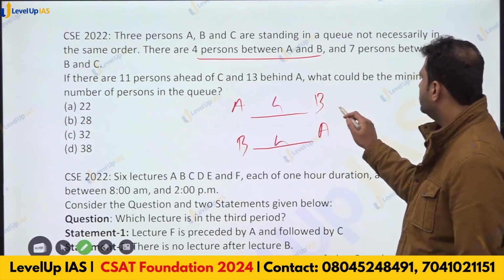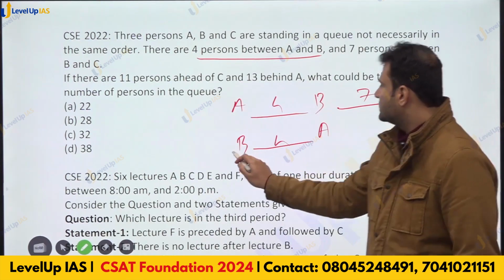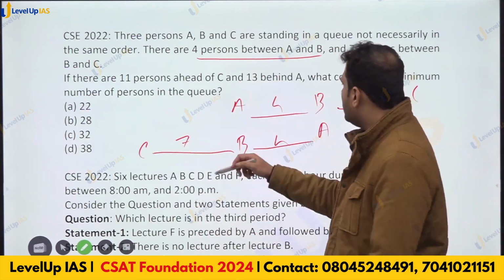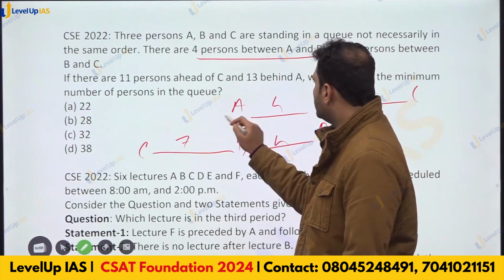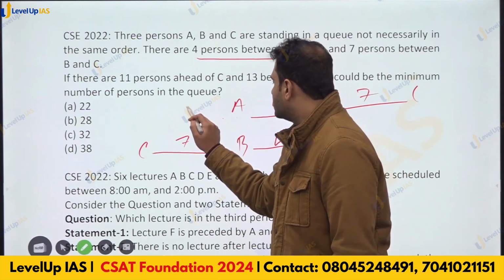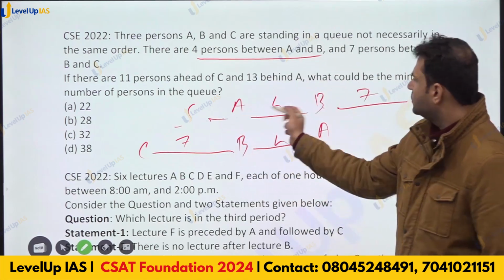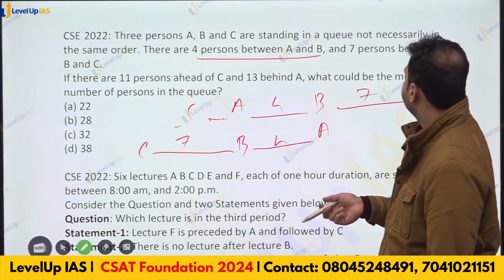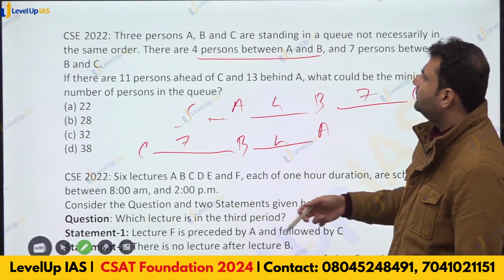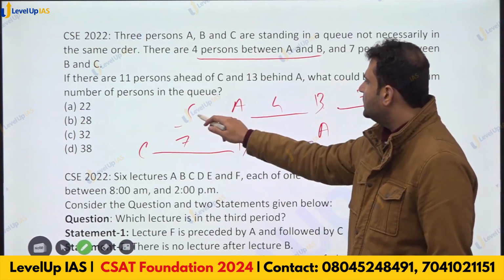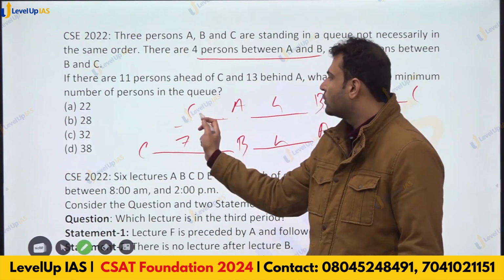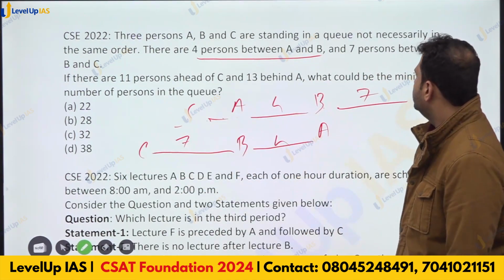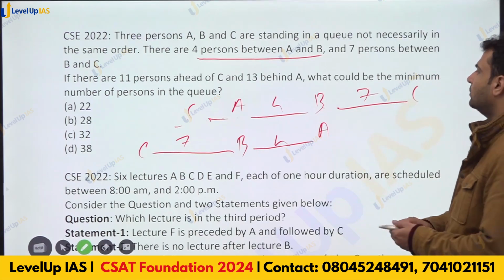Fine. So there are seven persons between B and C, on the same side, or if B is here, 4 plus 1, 2, 3, and C could be here, and so on. The order can be anything. If there are 11 persons ahead of C, there could be 11 on this side or this side. Let us see. Then what could be the minimum number of persons in the queue?